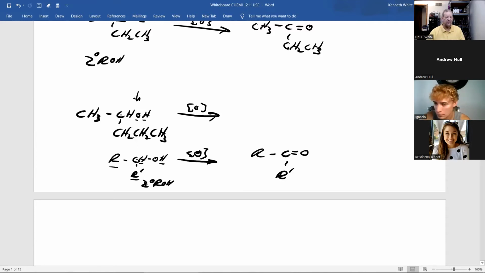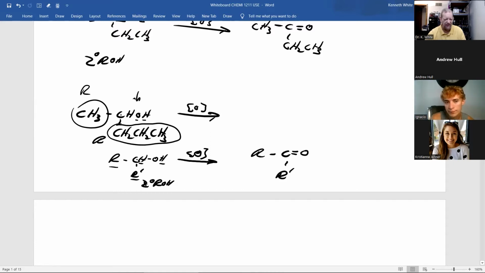And in this case, what's R? Doesn't matter what you call R and R prime. R is one carbon methyl group. R prime, 3 carbons and propyl. Guess what? They'll still be on this carbon, methyl and propyl. Why? Because do you break carbon-carbon single bonds?